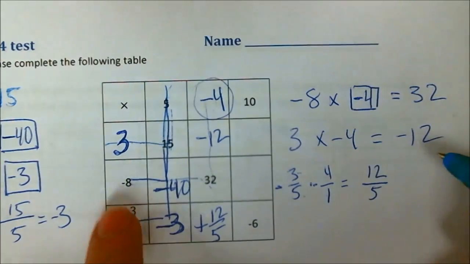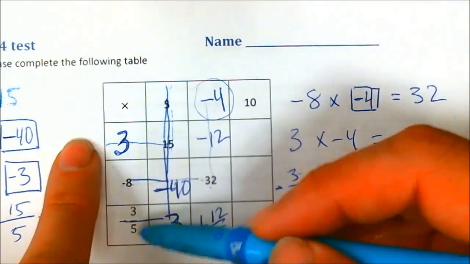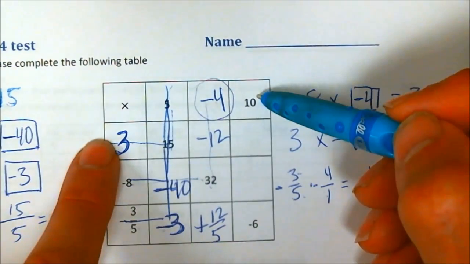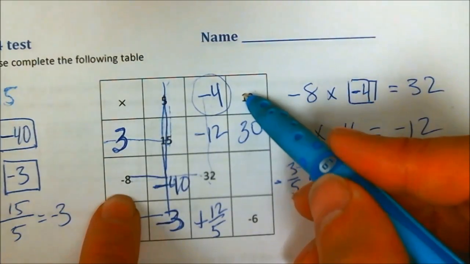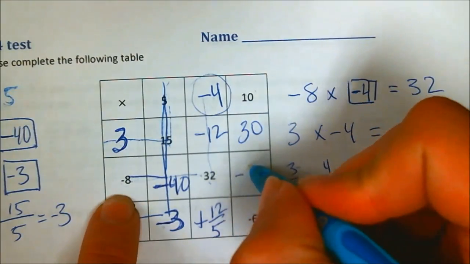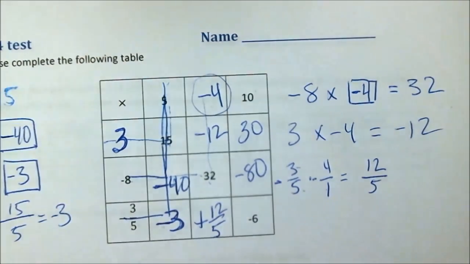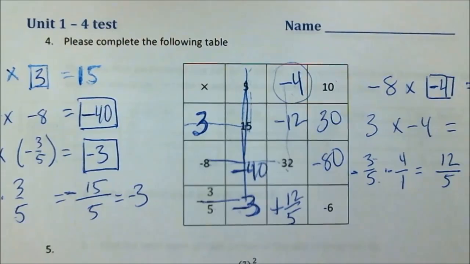Okay? Then we're pretty simple. We've got all this and this. What's 3 times 10? 30. What's a negative 8 times 10? Negative 80. Oh, look, I'm done. That's how you work those.